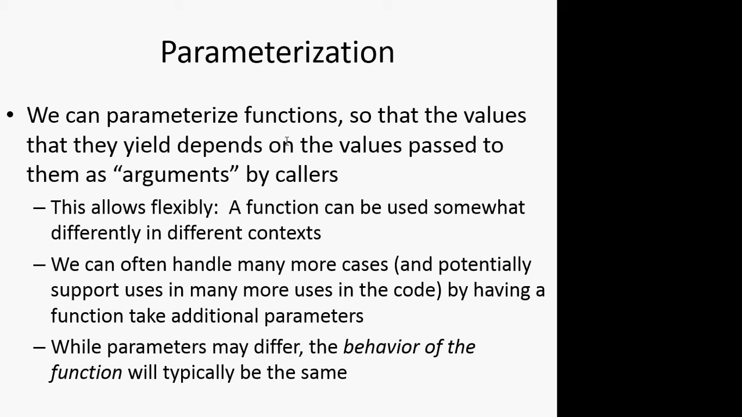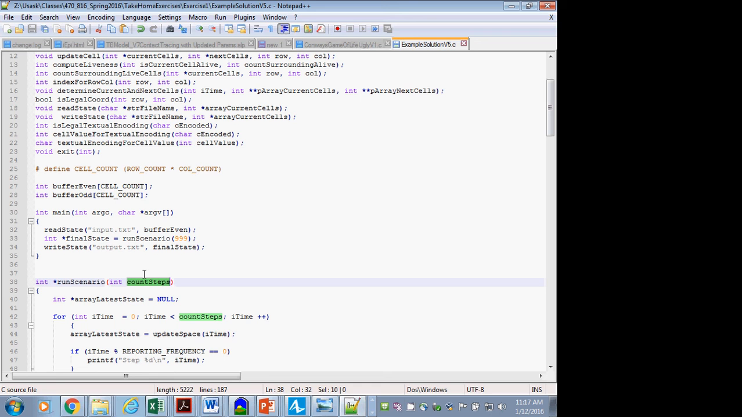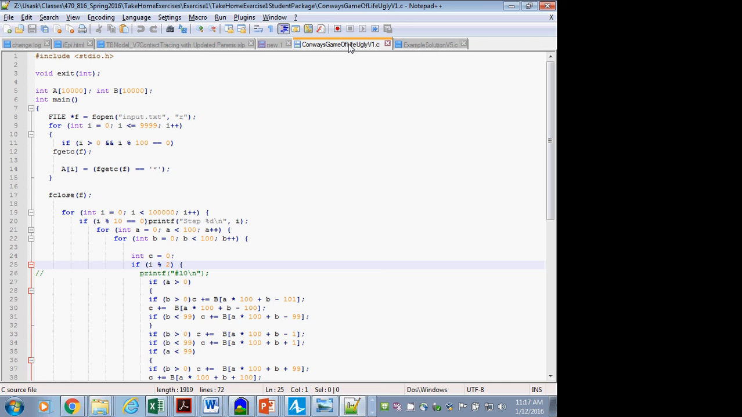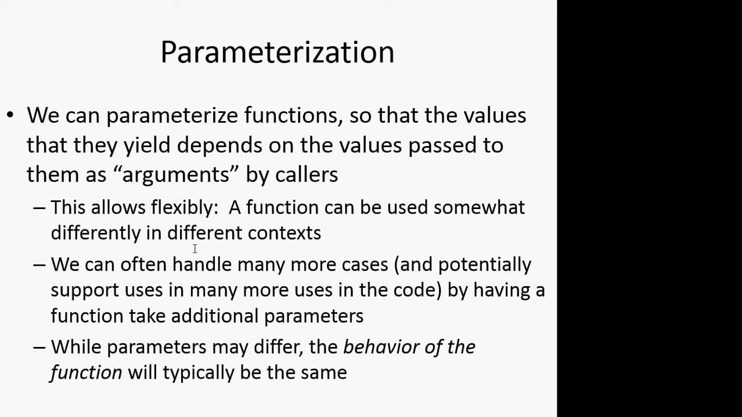Right? We here are going to call run scenario with 1,000 or with 10,000 or with 1,000,000, right? So we parameterize functions. Instead of hard coding it like we did in the original code, Conway's Game of Life, ugly, where it's hard coded, we instead abstract it out into a parameter. So abstraction by parameterization can be used to handle many, many cases, right? And while the parameters may differ, the basic behavior of the function is the same.